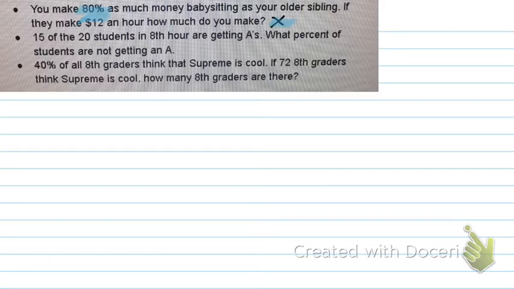Another way we could rephrase that is 80% of what the sister makes, 12, equals how much you make. So then you're done.